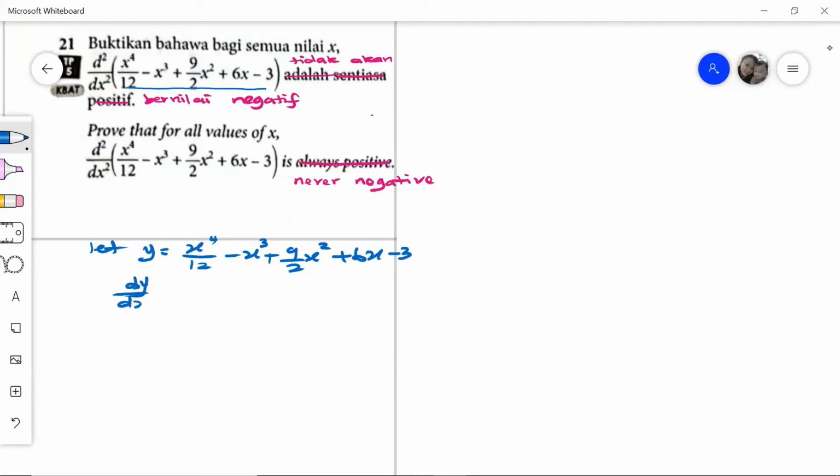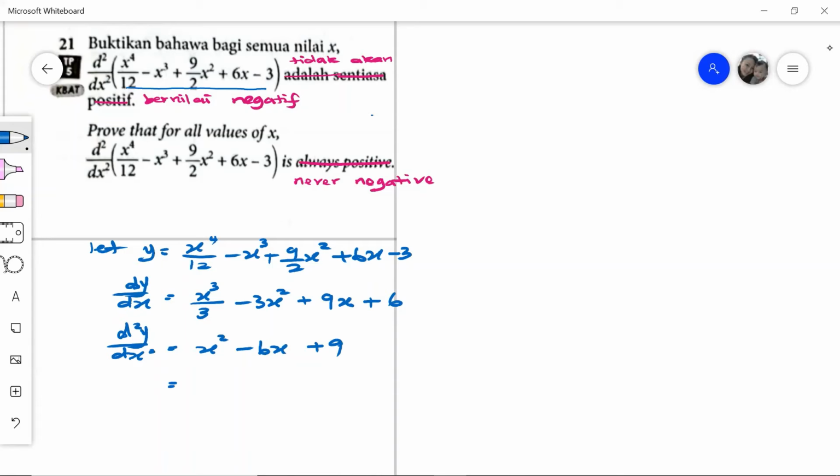So let's differentiate this. We will bring the 4 to the front. So we have x cubed over 3 minus 3x squared plus 9x plus 6. And continue, second order of derivative. We bring this down, 3 and the 3 simplify, we're left with just x squared minus 6x plus 9.